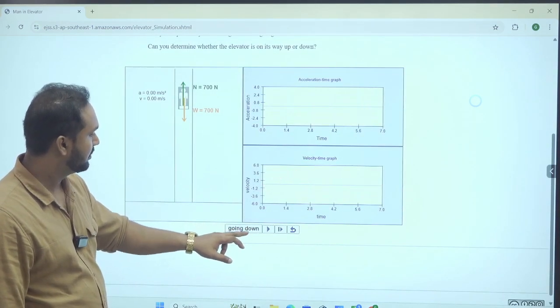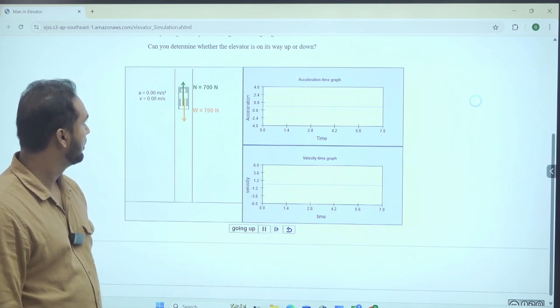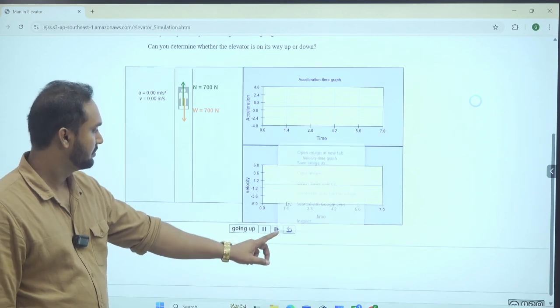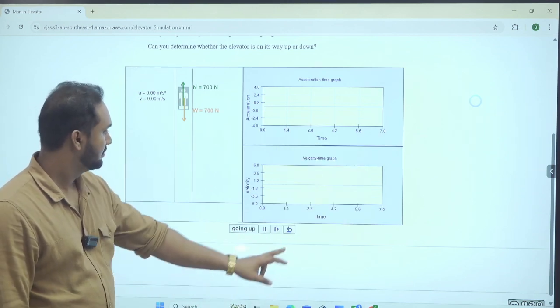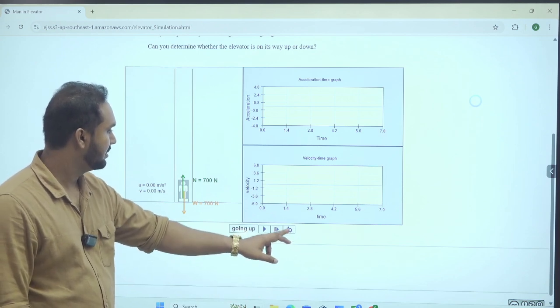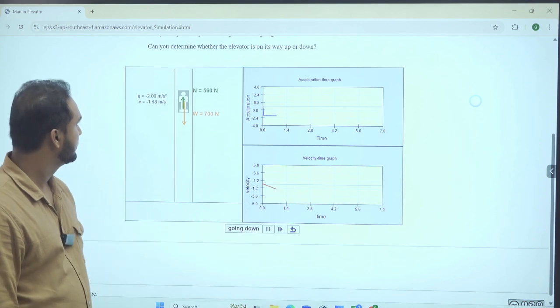මේක going up එක අපිට going down කරන්න පුළුවන් නේ. Going down. Play. Come down.